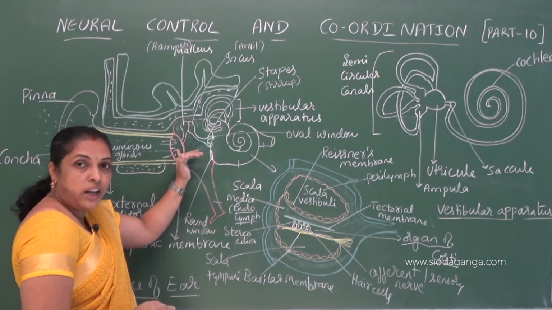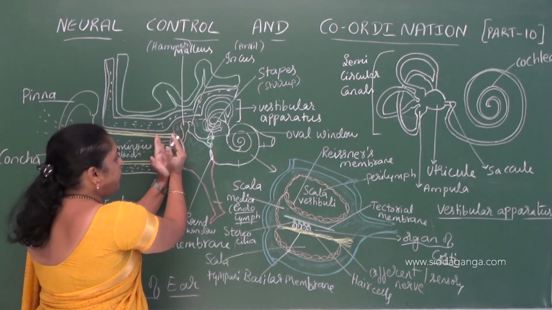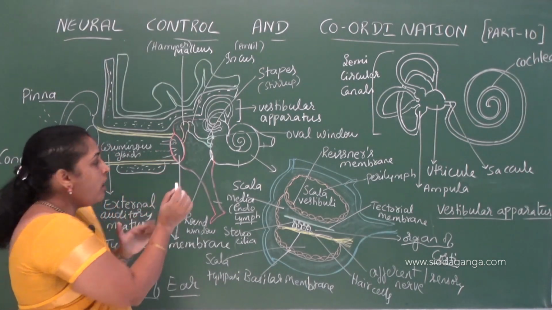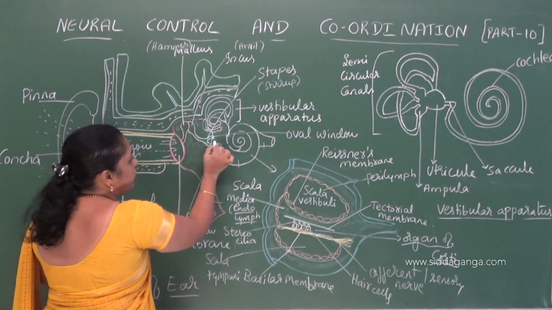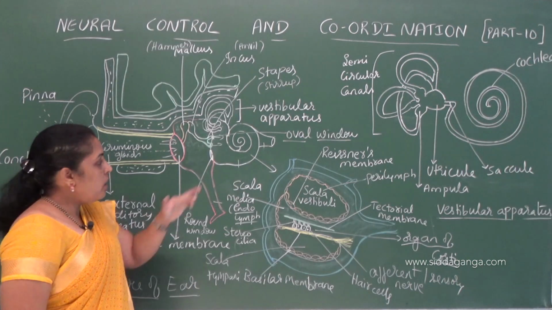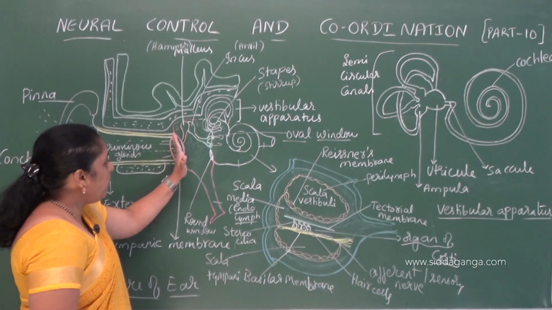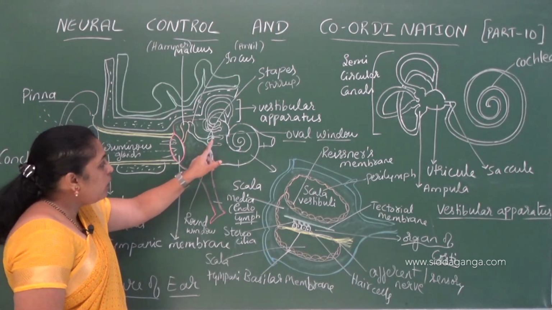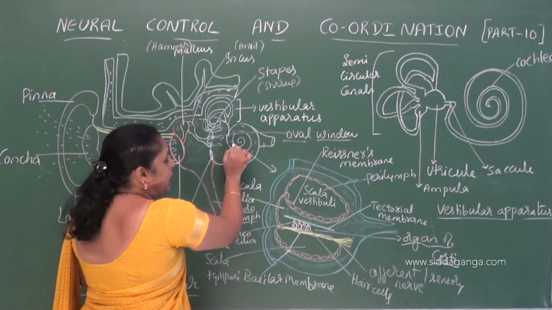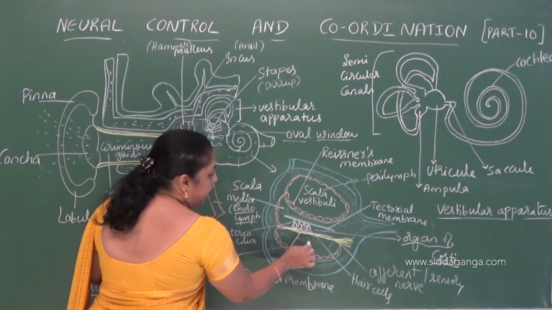As soon as the sound waves strike here, the tympanic membrane will start vibrating. When it starts vibrating, the malleus, incus and stapes also start vibrating, and they transfer those sound waves to the inner ear through an opening called the oval window. Understood? These ear ossicles transfer the sound waves from the tympanic membrane to the inner ear through the oval window. When those waves reach the inner ear, they produce waves in the fluid.